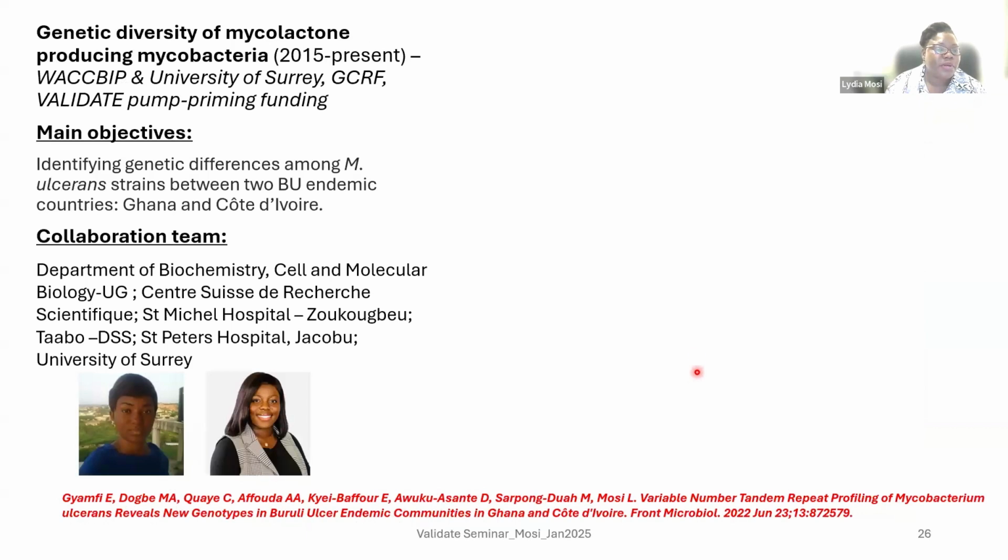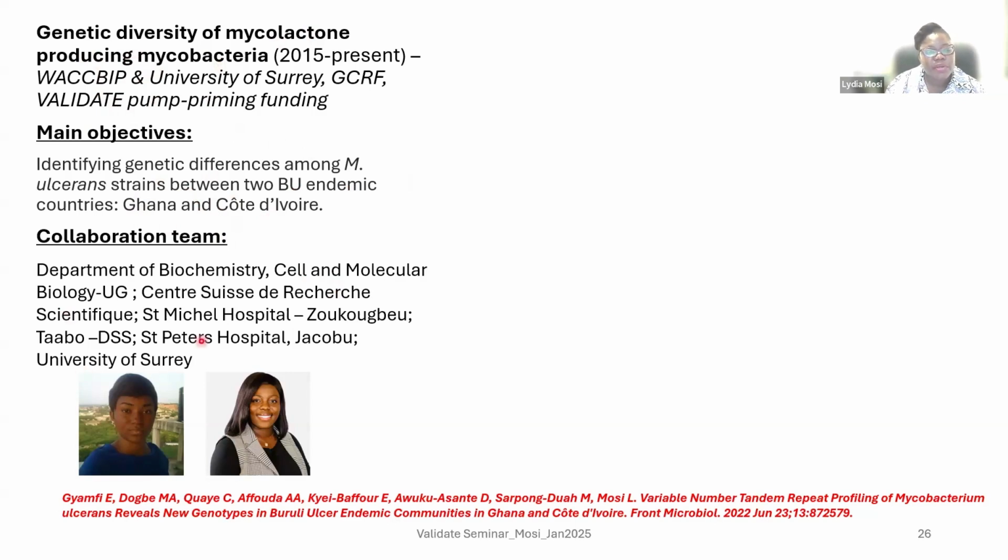The third piece of work that I am going to show is work which was done in collaboration with Rachel Simmons at the University of Surrey. And this is one of the studies which also received funding from Validate, the pump priming funding. And so thank you very much, Validate, for supporting the work that we're doing here. So this study sought to understand the genetic diversity of mycolactone producing mycobacteria in Ghana and in Cote d'Ivoire. So again, we went into the field and collected environmental and human samples.